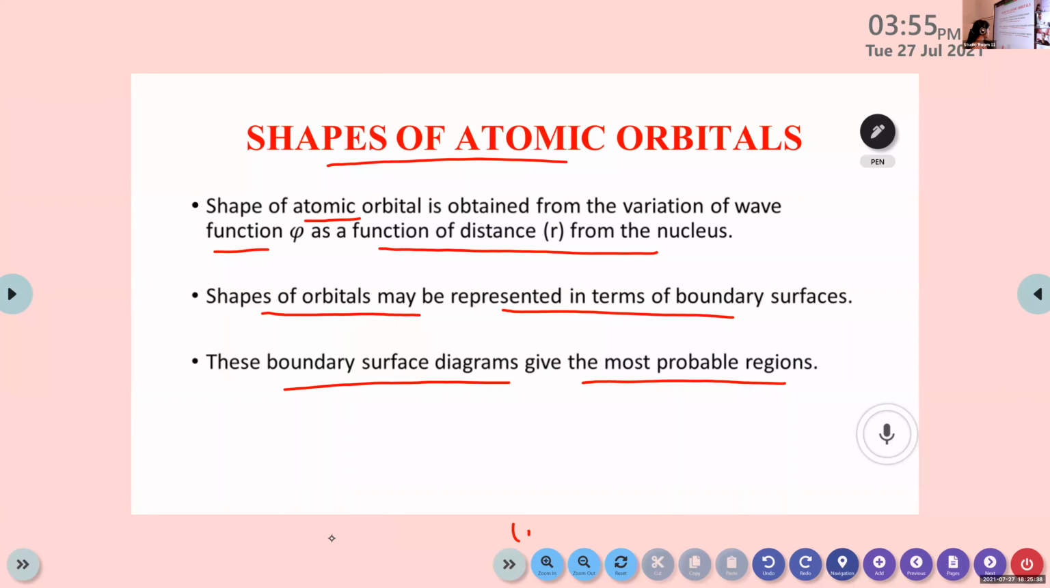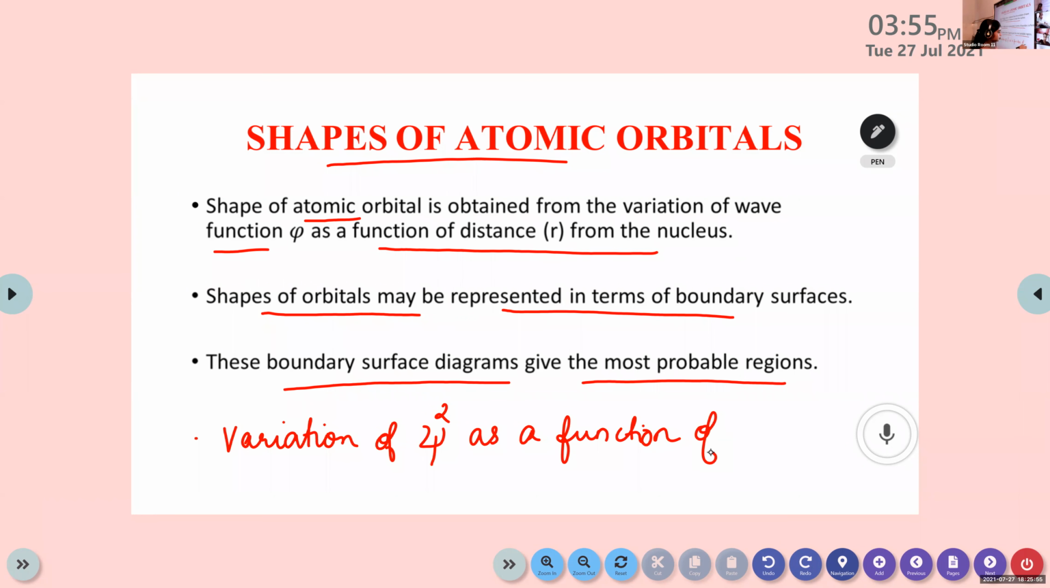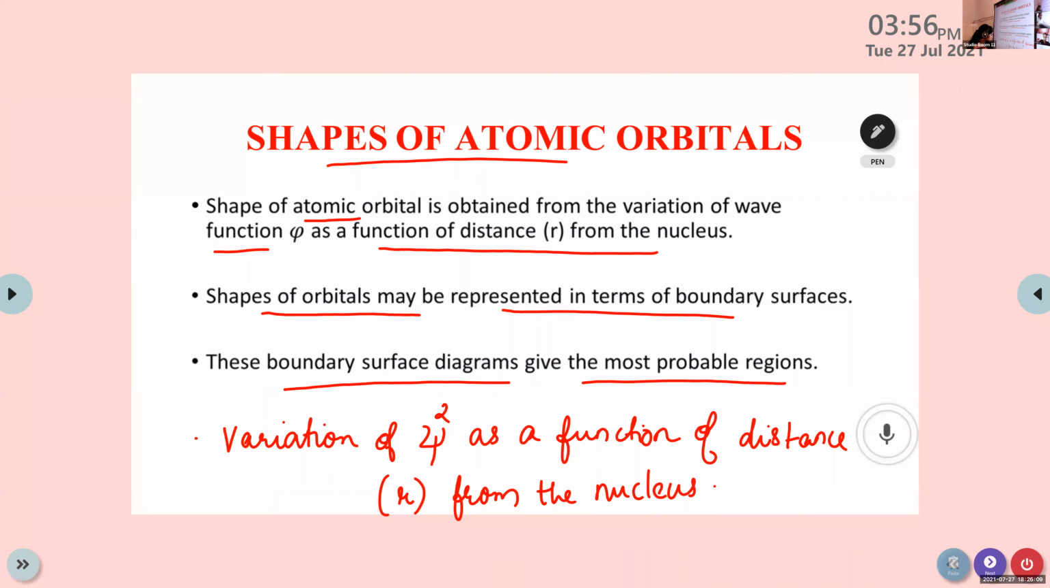Okay, you can write one more point here. The variation of psi square as a function of distance r from the nucleus. The psi square, that means the probability density.